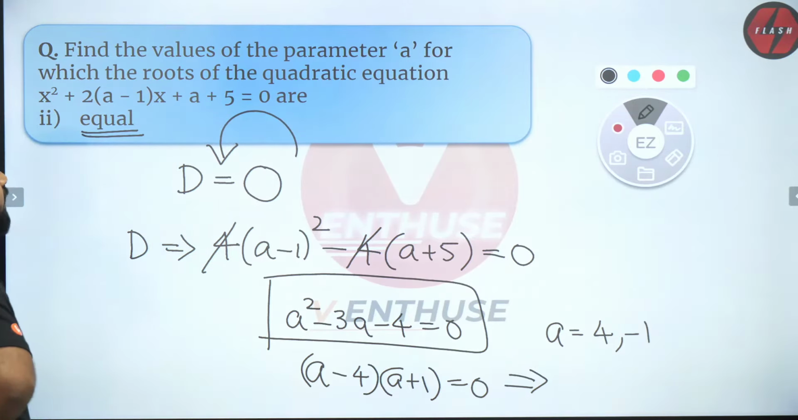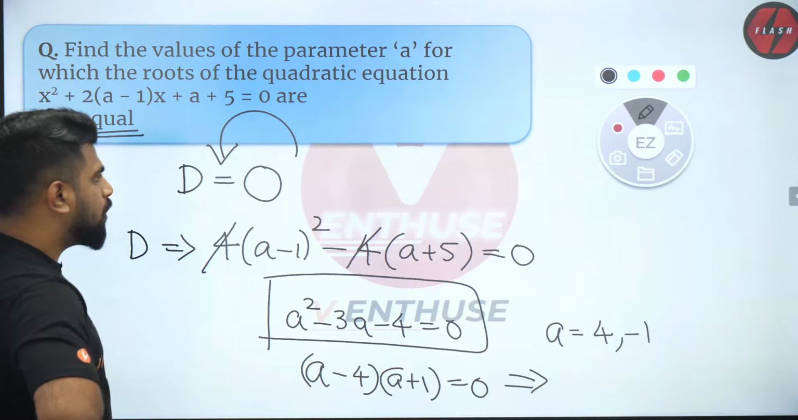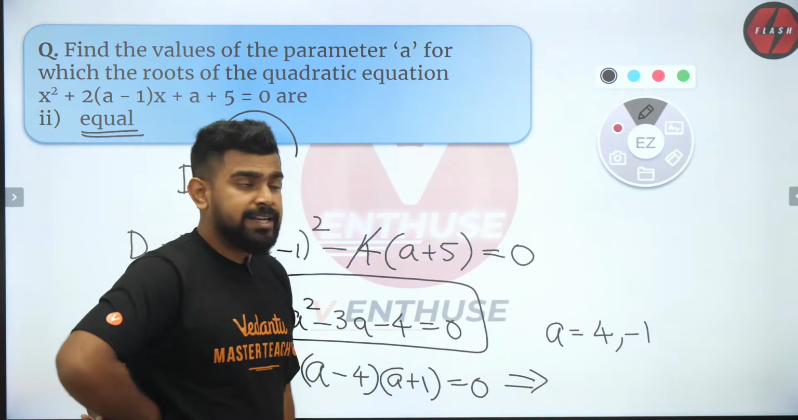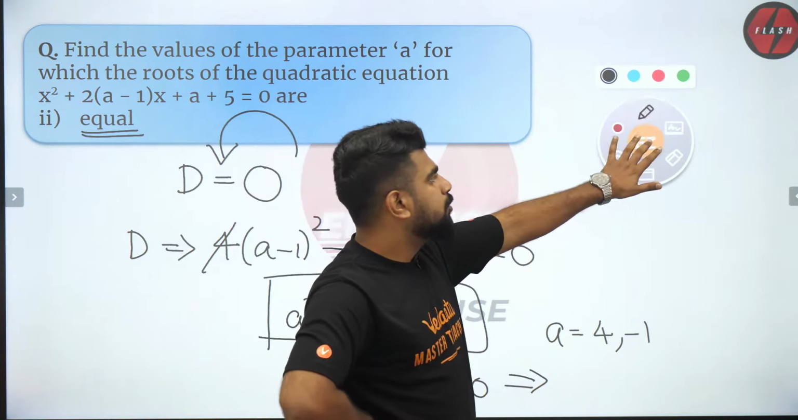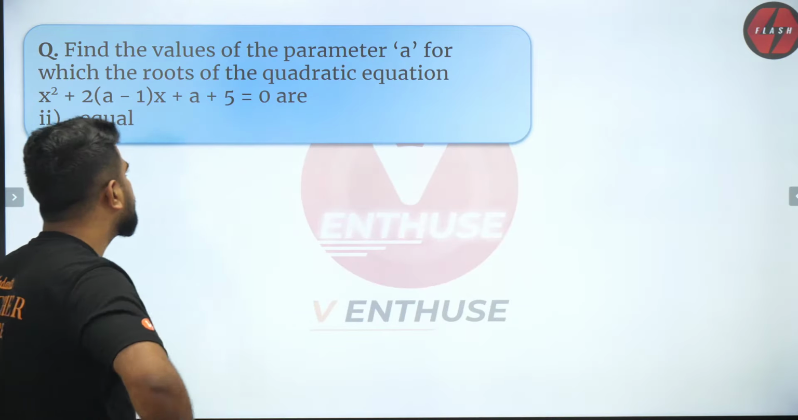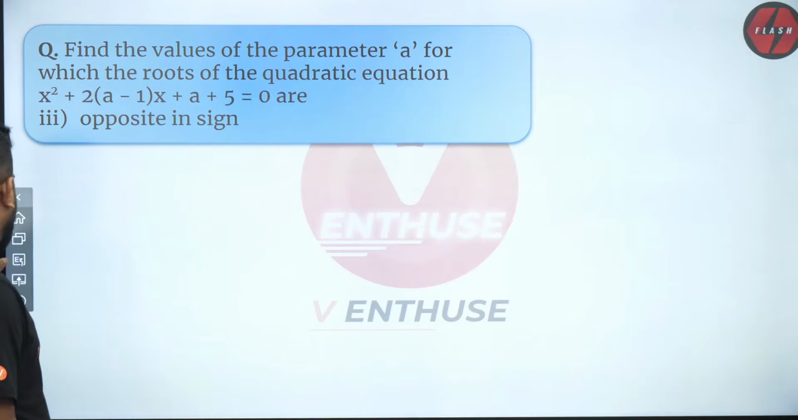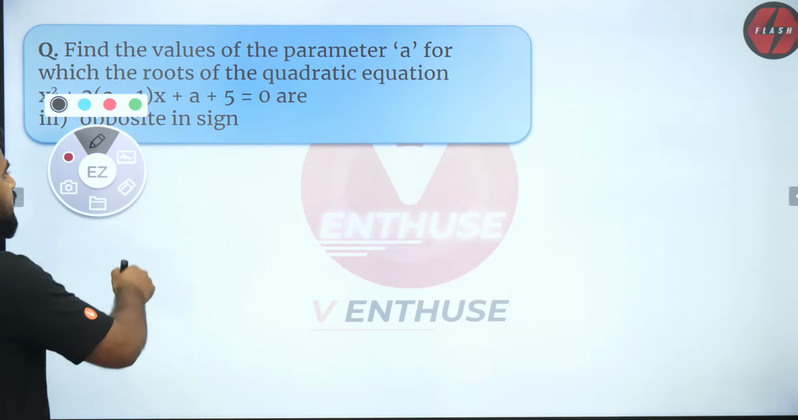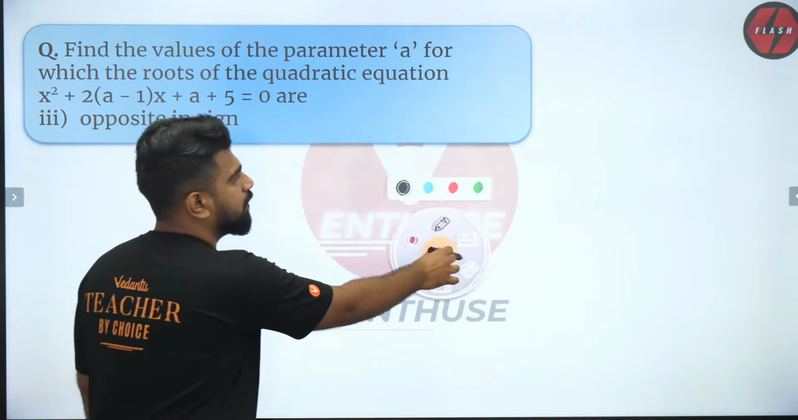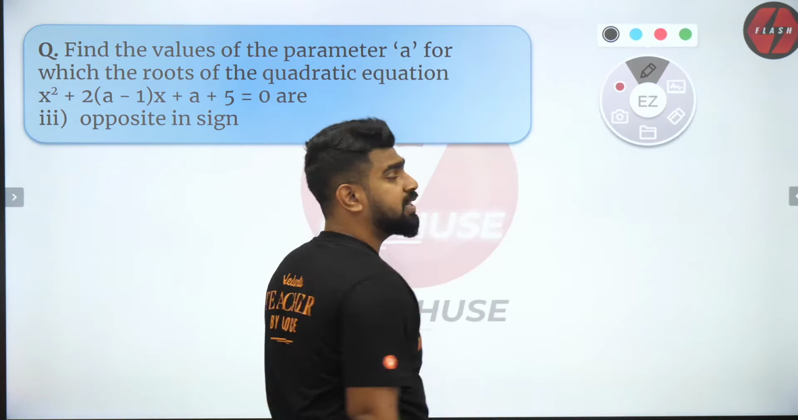So if you guys are done, then let's move forward. Let's go ahead. We have many more questions to solve. So moving on, guys, to the third subdivision. The third subdivision is the roots are opposite in sign. So now this is a tricky one. From here, your location of root starts.